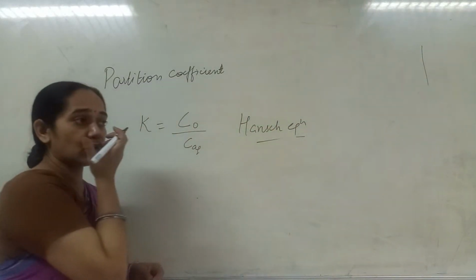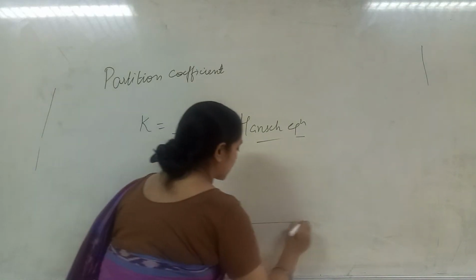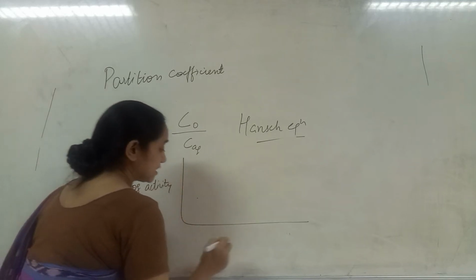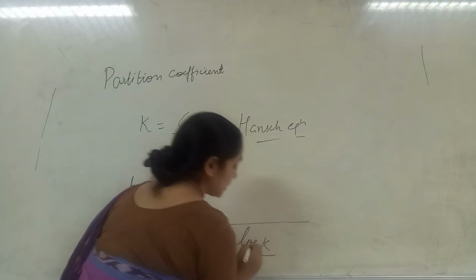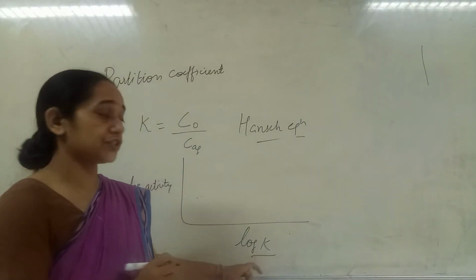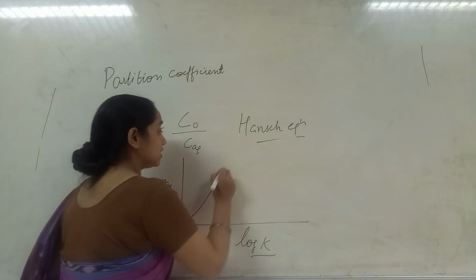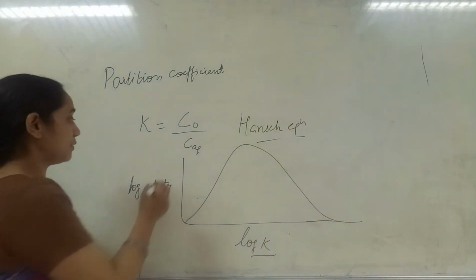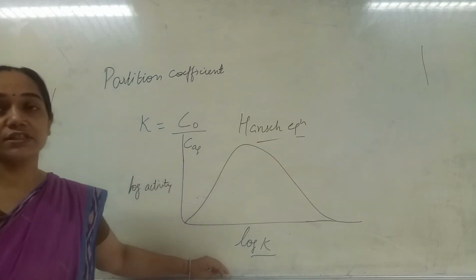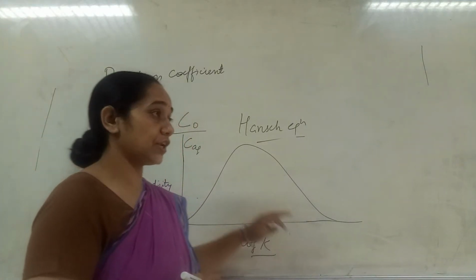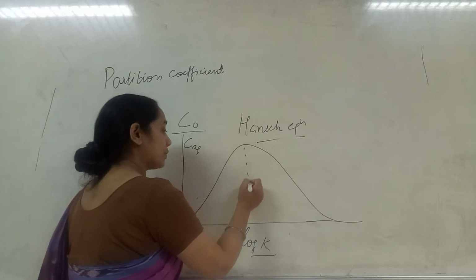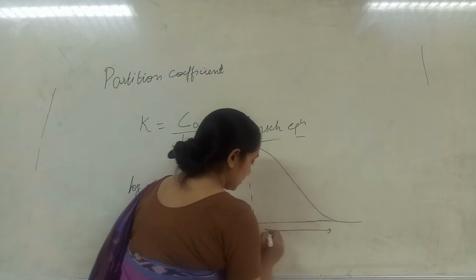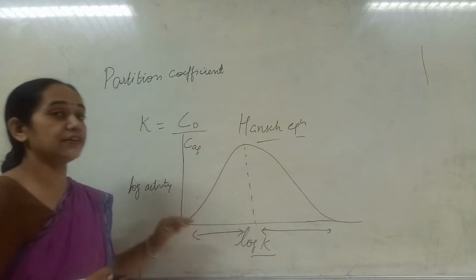Hansch has given a correlation between the logarithm of the activity versus log K value, where log K is the logarithm of the partition coefficient. This equation explains that a hyperbola is obtained when we plot the logarithm of the activity versus the logarithm of the partition coefficient. Here the peak is obtained, and the two sides of the peak represent different phenomena.